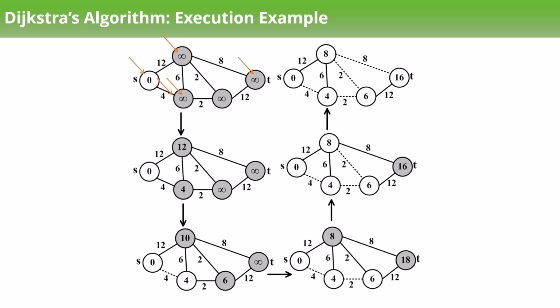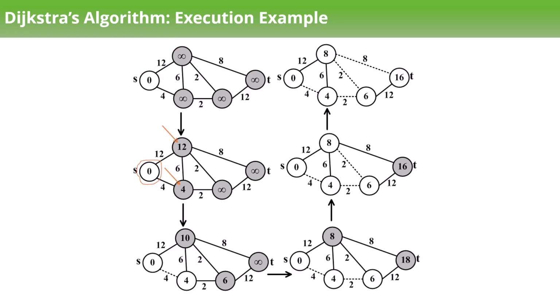Let's begin from step 1. This is the initial graph. Since S is the starting point, the distance from S to itself is 0, so we write 0 inside node S. For all other nodes, we don't know the distance yet, so we assign infinity. The top node is infinity, the bottom left node is infinity, the bottom middle node is infinity and T is also infinity.